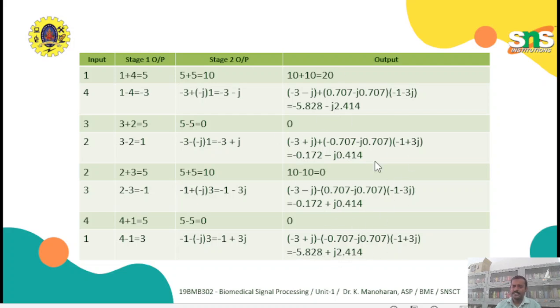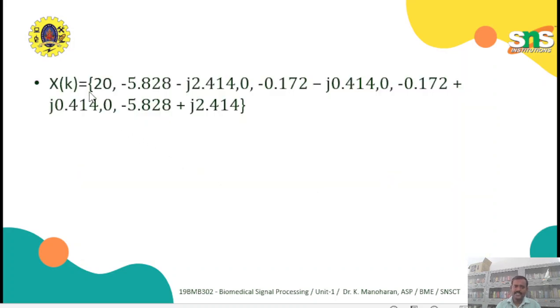Now this will be the output. We need to take the samples. Look at this, X of k equals, we write the sequence: 20, minus 5.828 minus j 2.414, 0, minus 0.172 minus j 0.414, 0, minus 0.172 plus j 0.414, and then another sample is 0, and the last sample is minus 5.828 plus j 2.414.